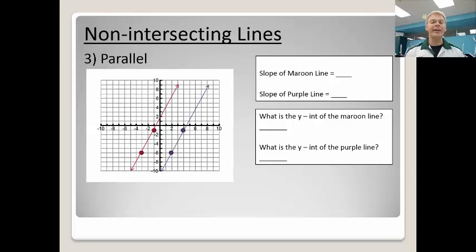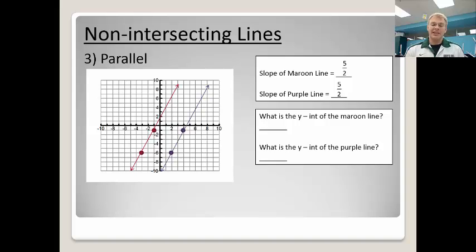Well, because when we get to our non-intersecting lines, which for right now in our two-dimensional purposes means parallel, right? Again, let's look at the slope here. What is the slope of the maroon line and what's the slope of the purple line? Ready, go. What you should have noticed here, guys, is that the slope of these lines is the same as well.